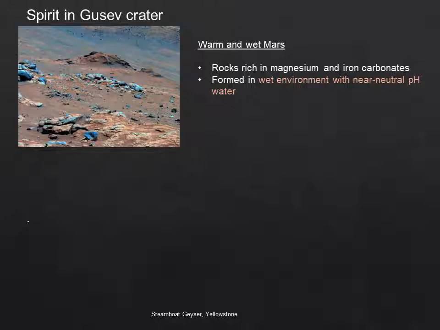While Opportunity was exploring Meridiani Planum, the Spirit rover was in Gusev crater, an area interpreted as a dried-up lake bed. Among Spirit's findings were rocks that were richer in magnesium and iron carbonates than any other rocks studied on Mars. Like the clays that were found in Meridiani Planum, this type of rock formed in a wet environment with near neutral pH water, so an environment that on Earth is favorable to life.